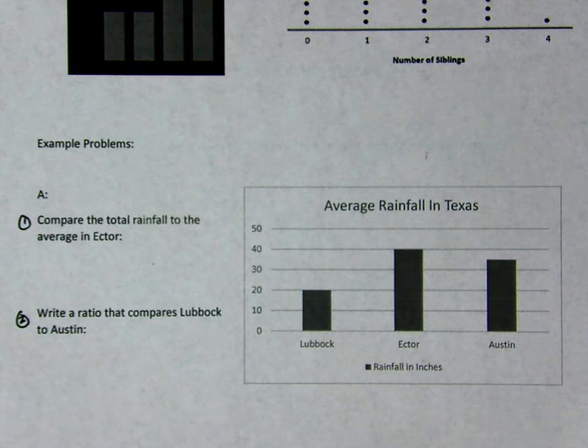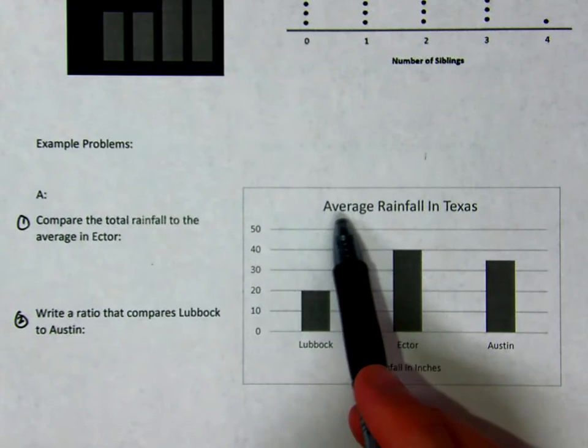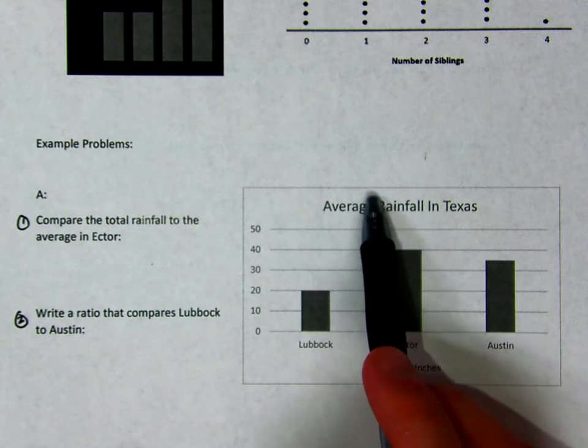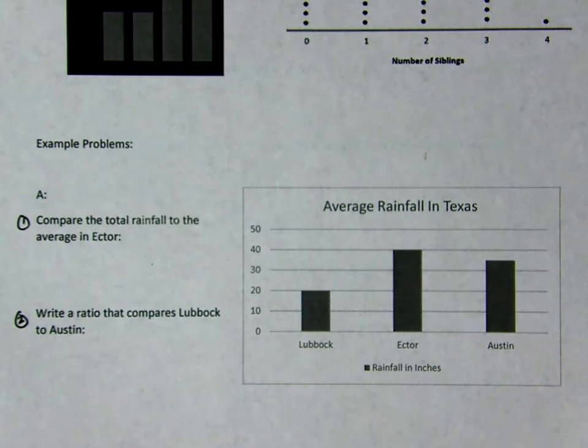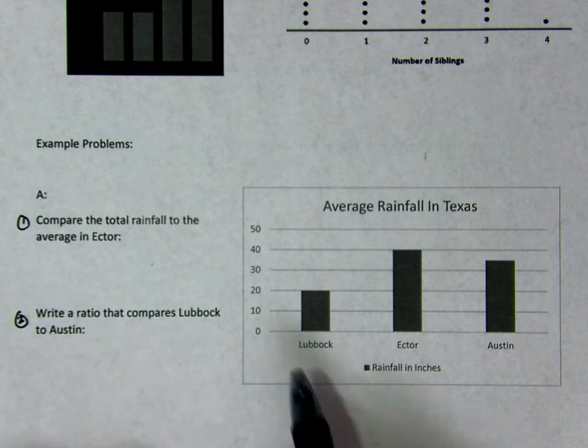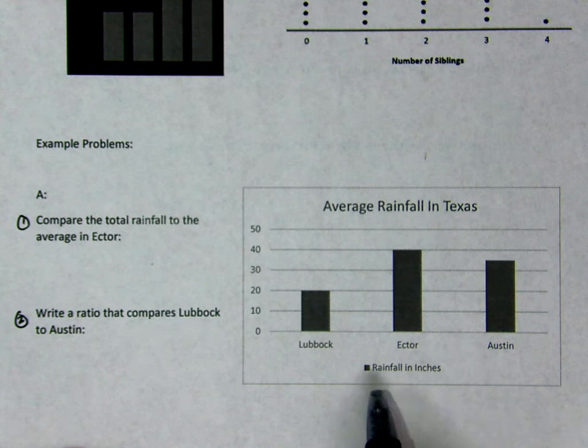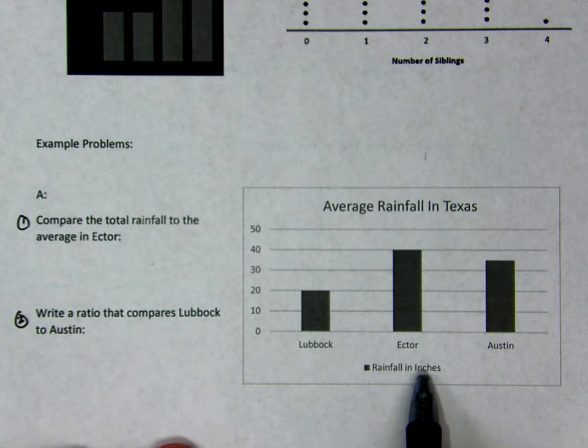Okay, so we've got here average, I want to say annual rainfall in Texas. I need to add that. Average annual rainfall in Texas, and we've got three different cities that they're referring to. So we got Lubbock, Ector, and Austin. Okay, and it says that these bars represent the rainfall in inches.